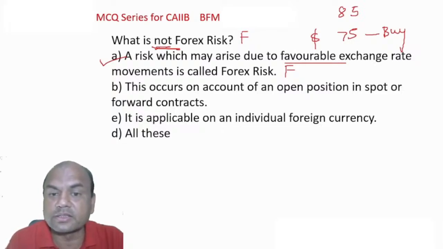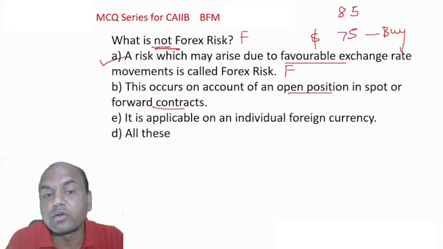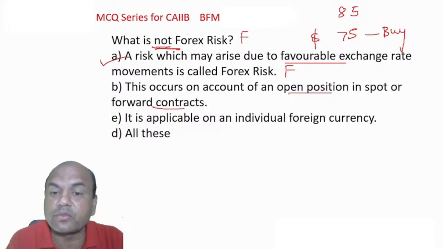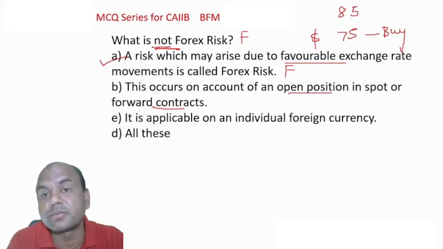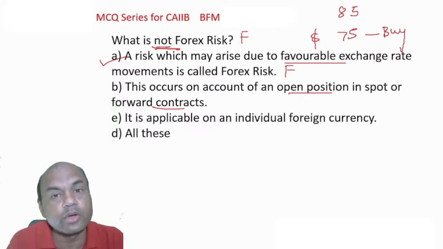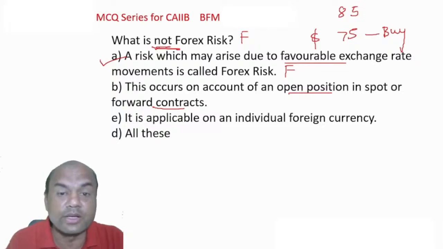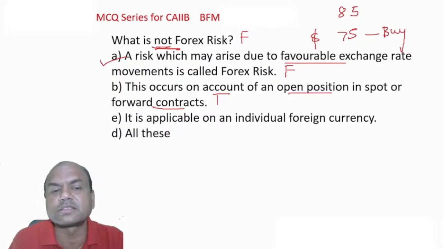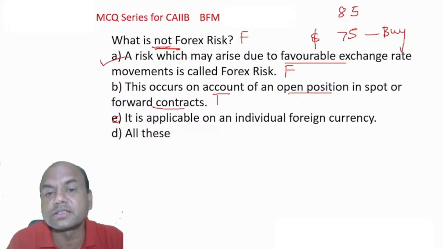This forex risk occurs on account of open position in spot or forward contracts. So this forex risk arises because of open position in the spot. Open position means what? Day end position. Right? Open cash or day end cash, what we say. Same logic. Day end position. So this will definitely arise because of this. So this is true. So obviously now don't even check this third answer. In the exam, don't check it because you know this is true. So all of them can't be the answer. So A is the answer.